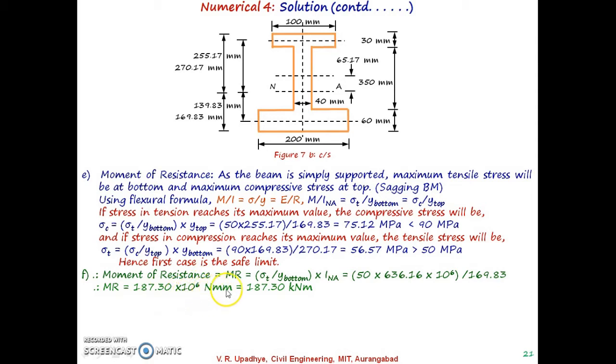And now if you calculate that value, then we get moment of resistance as 187.3 into 10 to the power 6 Newton mm. Now try to understand that permissible stress is given in megapascal or Newton per mm square. The Y distances we have calculated everywhere in millimeter, and we have calculated moment of inertia about neutral axis in millimeter to the power 4. So all calculations up to this position are in Newton and mm units. So that 10 to the power 6 can be converted into kilonewton meter. So 187.3 kilonewton meter is the moment of resistance.